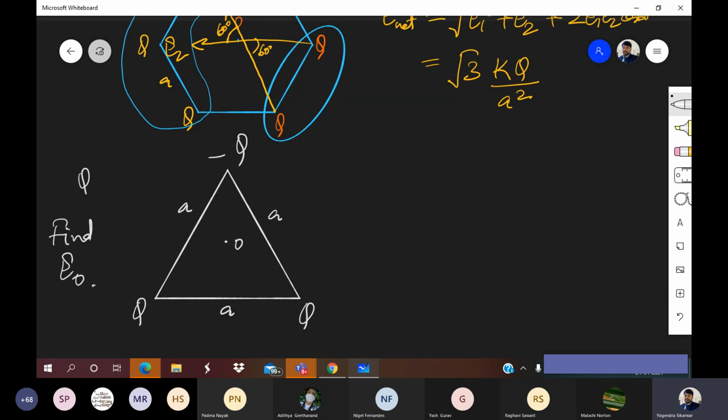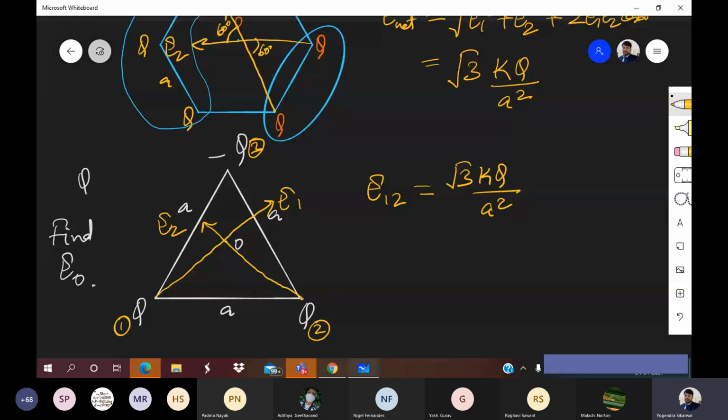All right. So what people are saying, sir, due to these two charges, let me call them 1, 2, and this is 3. So people are saying, sir, due to 1 and 2, electric field will be E12. This is E1, this is E2. So E12 will be, not root 3, 3 KQ by A square.